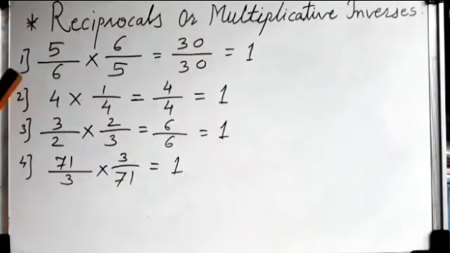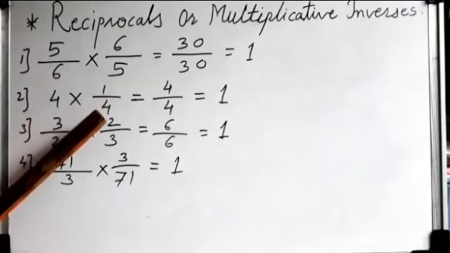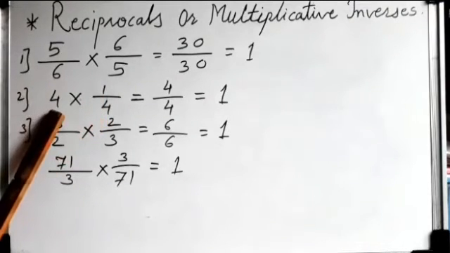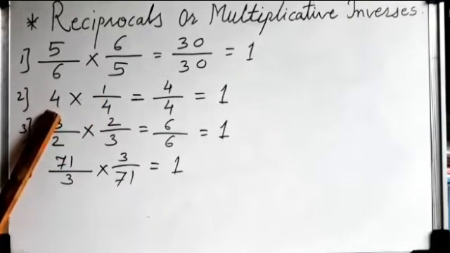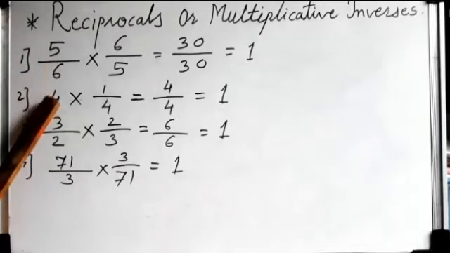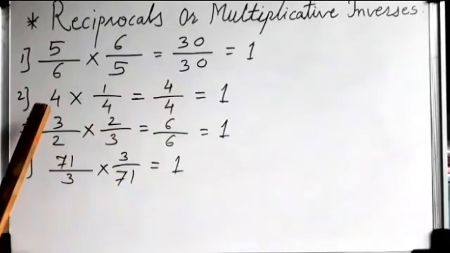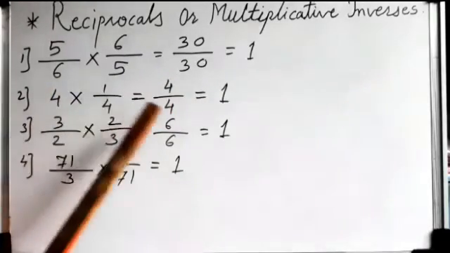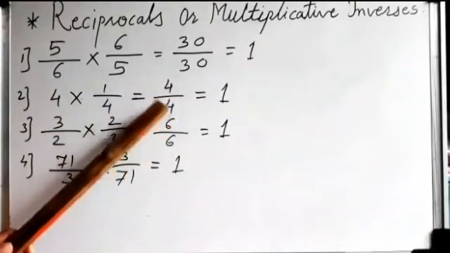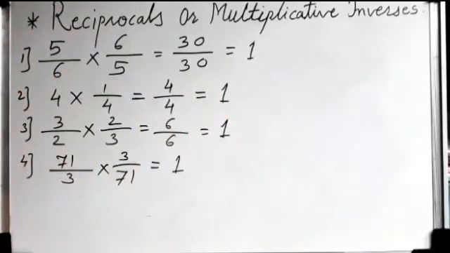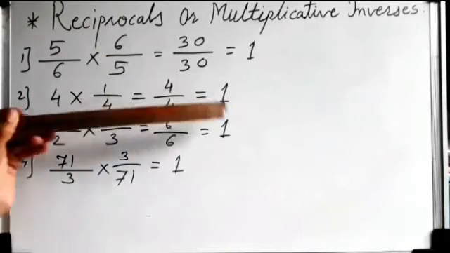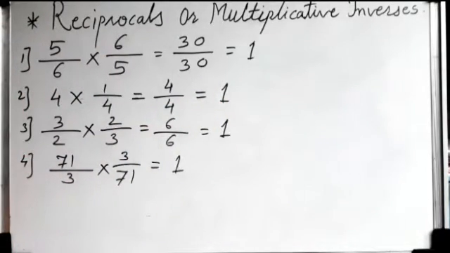Next example, 4 multiplied by 1 upon 4. Now here there is no denominator, that means it has 1 as its denominator. So 4 comes at the numerator place. 4 ones are 4, and here 1 will be the denominator. 1 four is 4. So 4 upon 4, that means 1. The answer is 1 upon 1, that means 1.